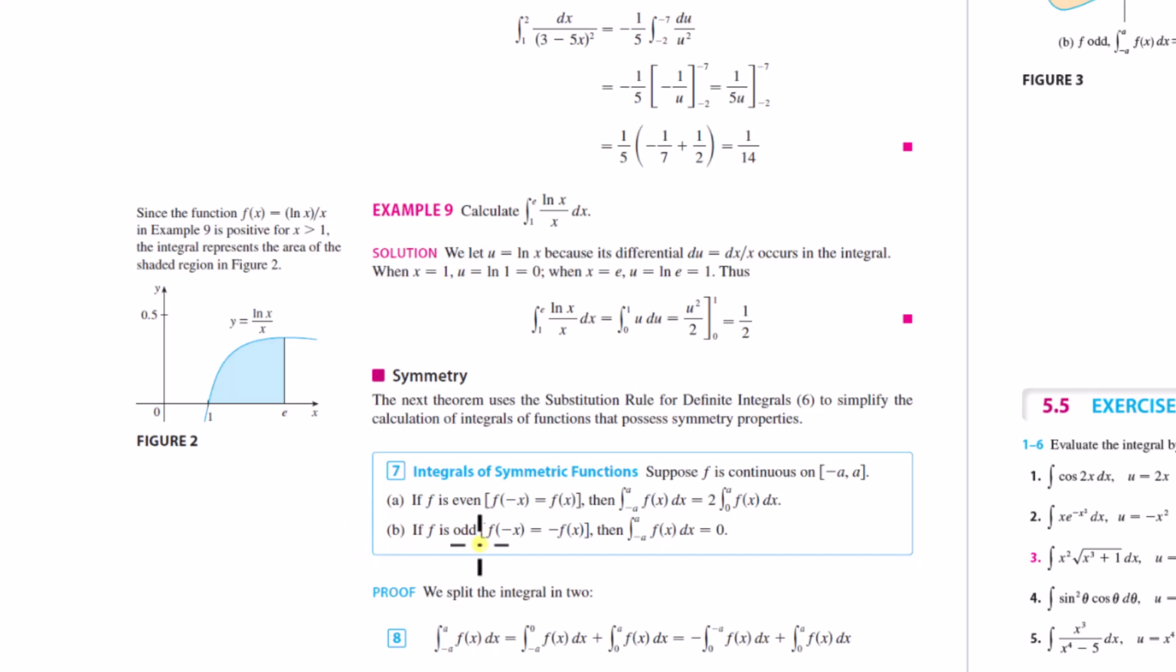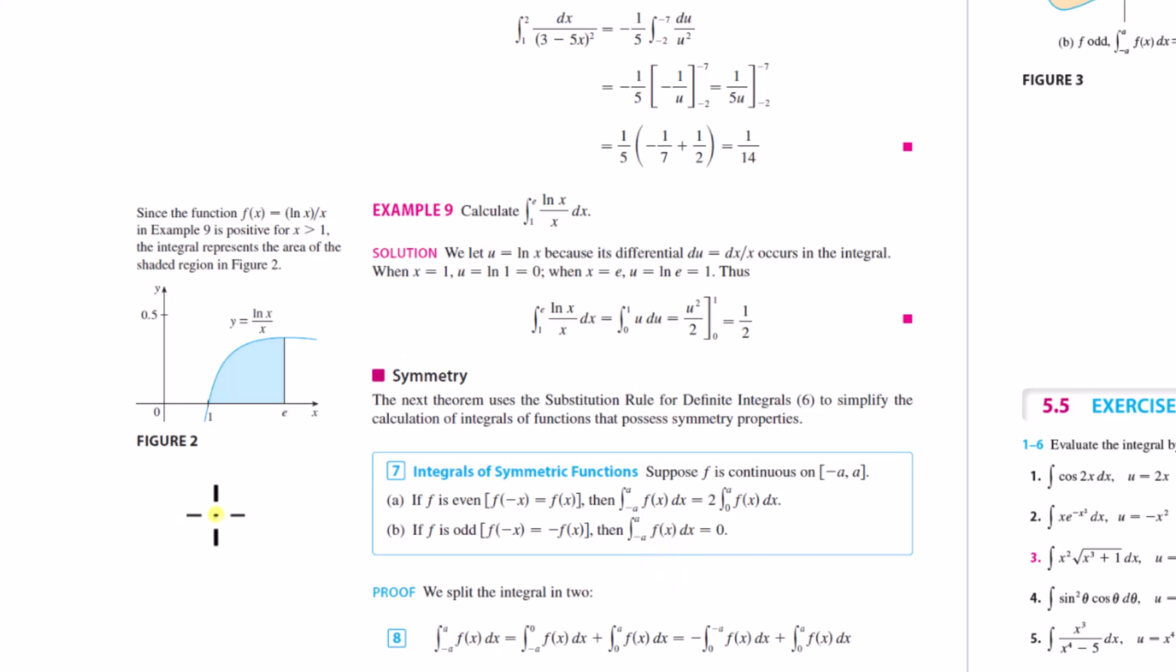What about an odd function? An even function is f of minus x equal to f of x. That's how you test for it. It's symmetry about the y-axis. All right, what about an odd function? An odd function is symmetric about the origin. f of minus x is equal to minus f of x. For an odd function, the integral from minus a to a of the odd function is equal to 0.